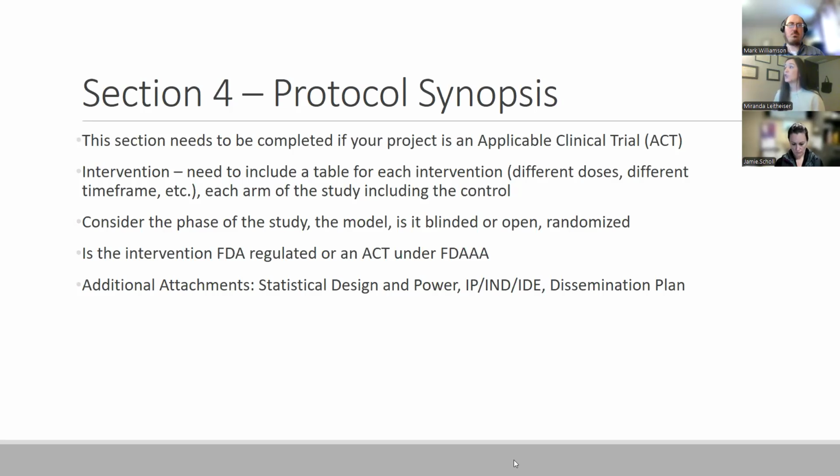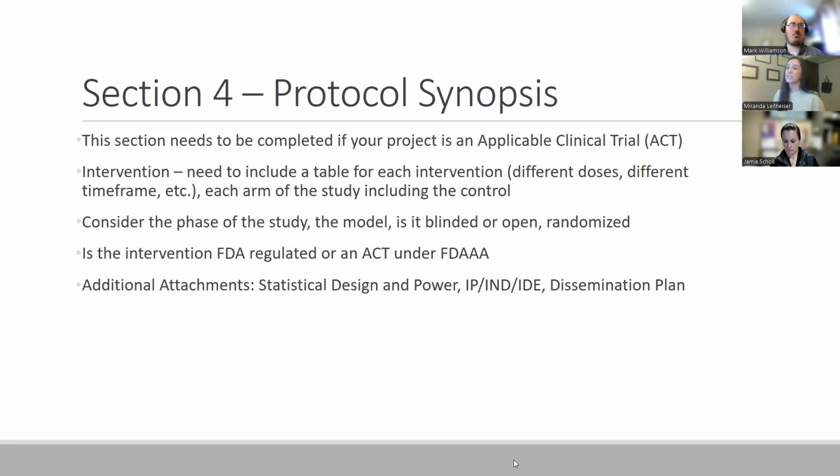So if you have different doses of a drug, if you have a different time frame for each arm of the study, you'll even have to include an arm if you have a control in your study. So if your study is an applicable clinical trial that is evaluating the safety of different drug doses, you'll have an intervention for each of the drugs, each of their doses, as well as a control arm. You'll want to consider the phase of the study, the model, is it blinded or open, and is it randomized?